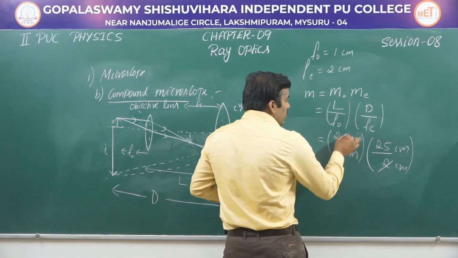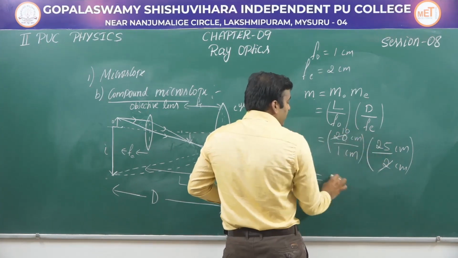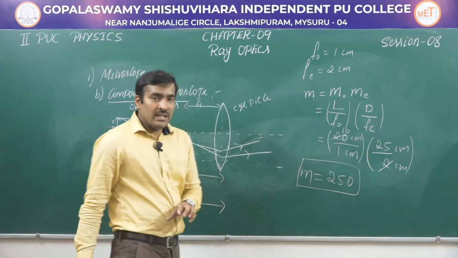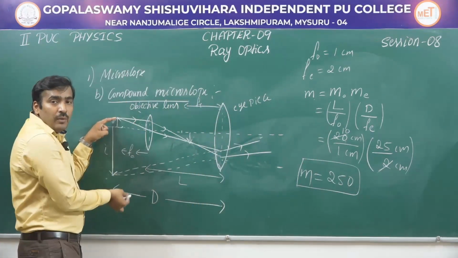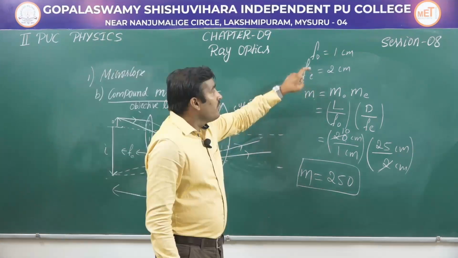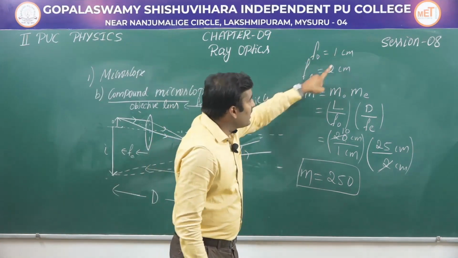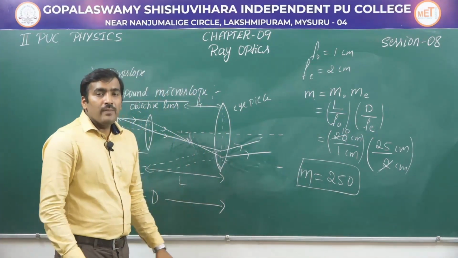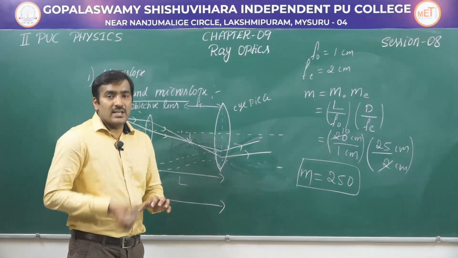So if I cancel this 2 with this 10, 25 into 10 is 250. So the magnification is equal to 250. Means the smaller object can be viewed 250 times magnified using a compound microscope with a focal length of the objective lens as 1 cm and focal length of the eyepiece as 2 cm. Okay. The next one is a telescope.